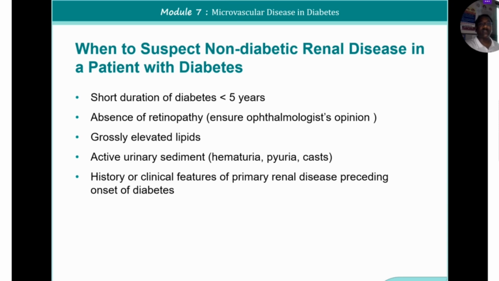Next, active urinary sediment: hematuria, pyuria, casts. That shows urinary tract infections. Okay, hematuria, pyuria, casts. So these are all very important. Then a history of clinical features of primary renal disease preceding the onset of diabetes. So the diabetes history is 2 or 3 years, but the patient has been a known case of renal problem for the last 5 or 10 years. So that is not because of the diabetes. The kidney problem is there before the diabetes also. So this is non-diabetic renal disease in a diabetic patient. Am I clear?